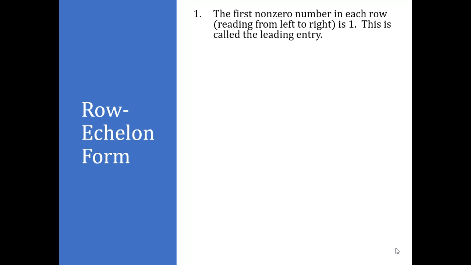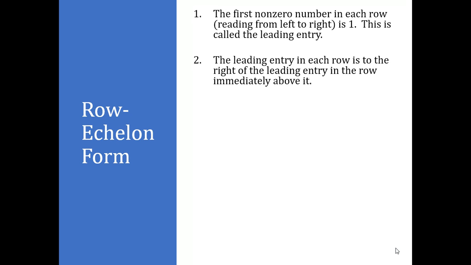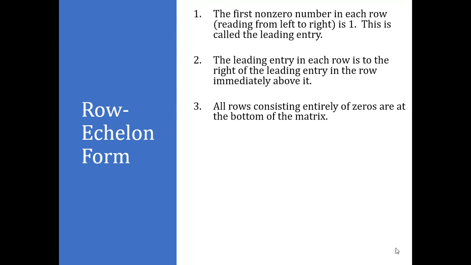Now, row echelon form, which is what we were practicing on yesterday's web assignment, we were looking at using Gaussian elimination using row echelon form. So number one, the first non-zero number in each row reading from left to right has to be a 1. This is called the leading entry. Number two, the leading entry in each row is to the right of the leading entry in the row immediately above it. And number three, all rows consisting entirely of zeros are at the bottom of the matrix.